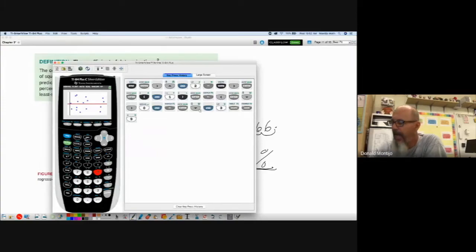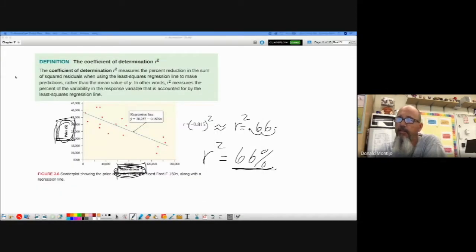So if we go back and look at how we calculated the least squares regression line, we went STAT, CALC, 8, which is LinReg(a+bx), L1, L2. We stored it in Y1, and then we calculated. And it gives us R and R squared. Okay? R squared is the percent of the change in Y that can be explained by the change in X. Very commonly asked question. They want to know, what does R squared mean?